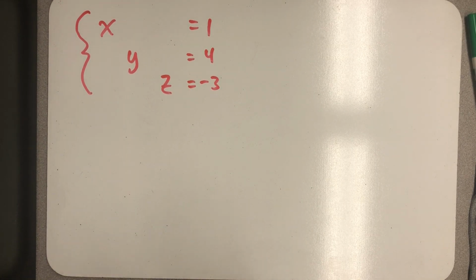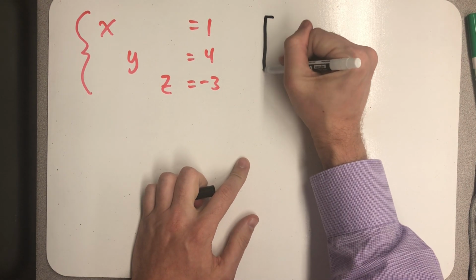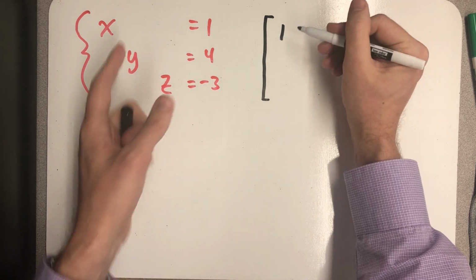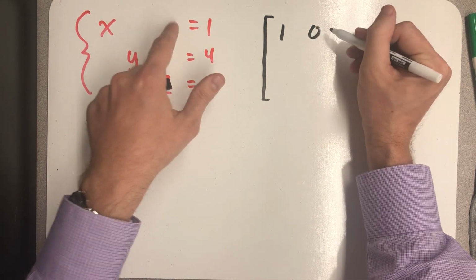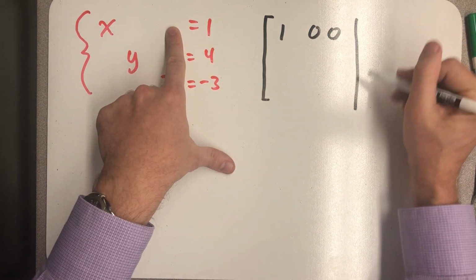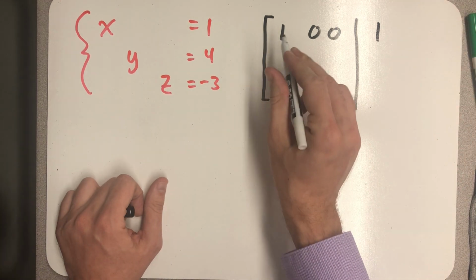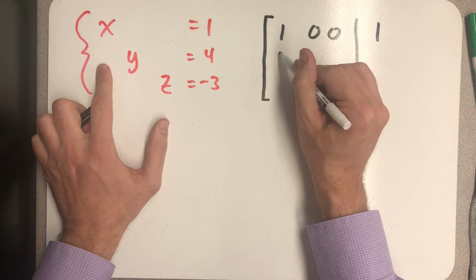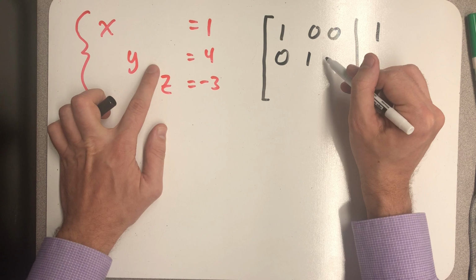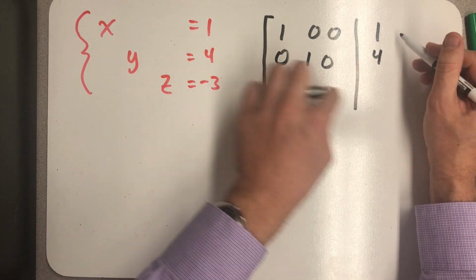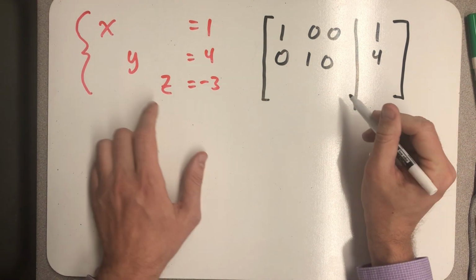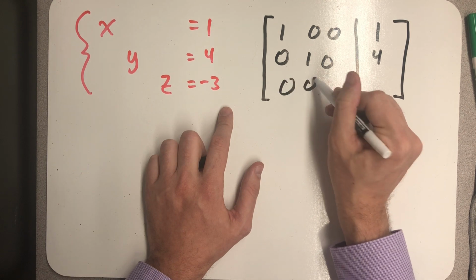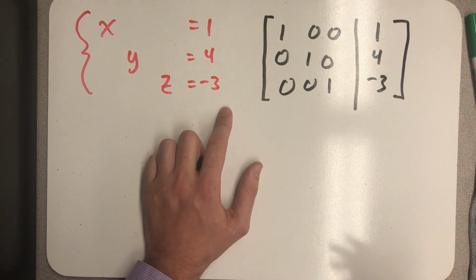So I could write an augmented matrix for that. I would have 1, no y's, no z's is equal to 1. So that literally means x is equal to 1. 0, 1y, 0 z's is equal to 4, so y is equal to 4. And z is equal to minus 3: 0, 0, 1, minus 3.